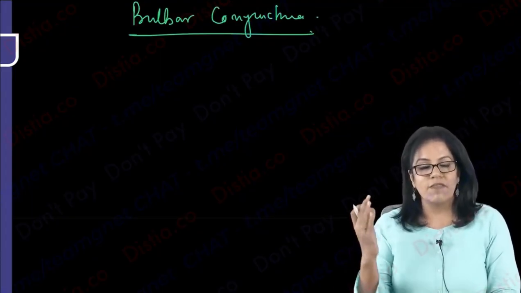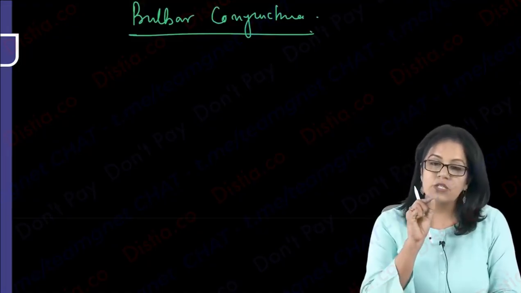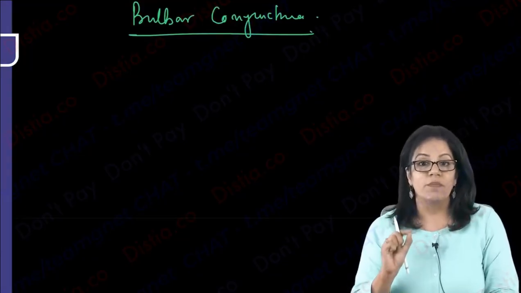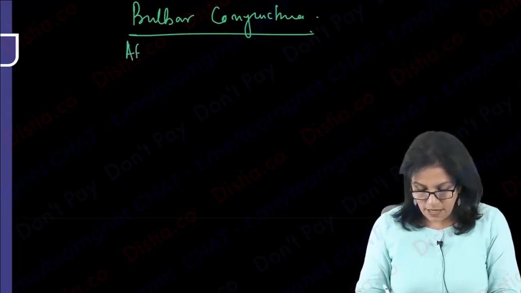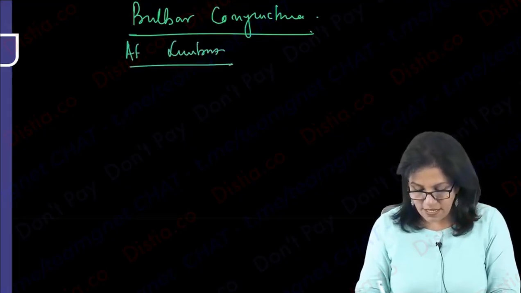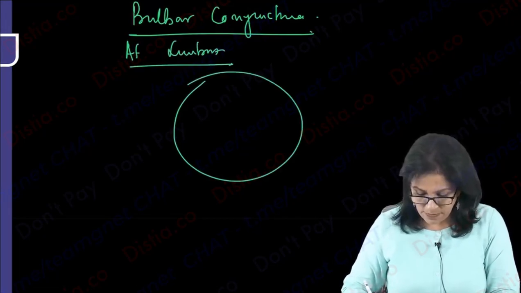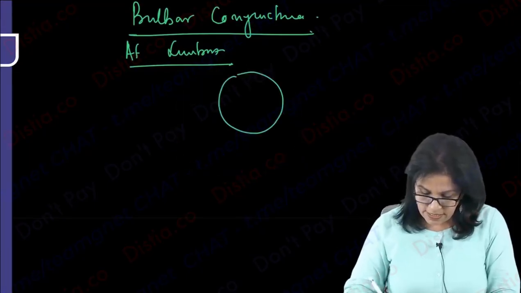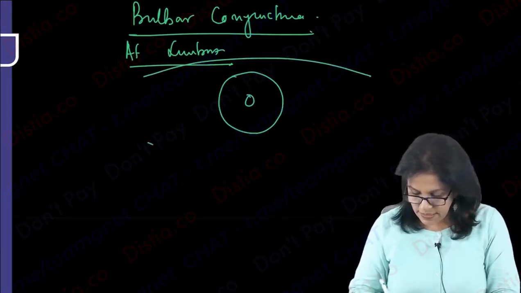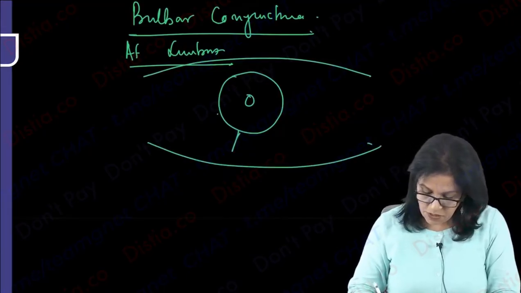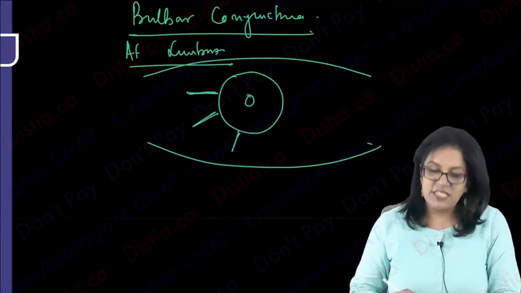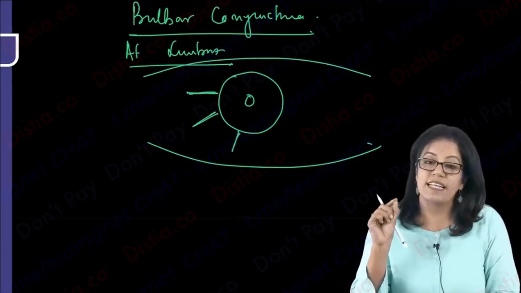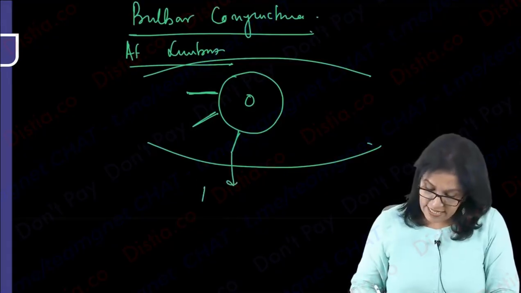So bulbar conjunctiva is covering the anterior sclera. At the limbus, it joins with the Tenon's capsule and it joins with the episclera. So at the limbus, please note down, when it is joining with the Tenon's capsule and episclera, this is the limbus, okay. So what happens? There are ridges due to the fusion. So these ridges that are formed due to the fusion of conjunctiva with the episclera and Tenon's capsule are called rete ridges.